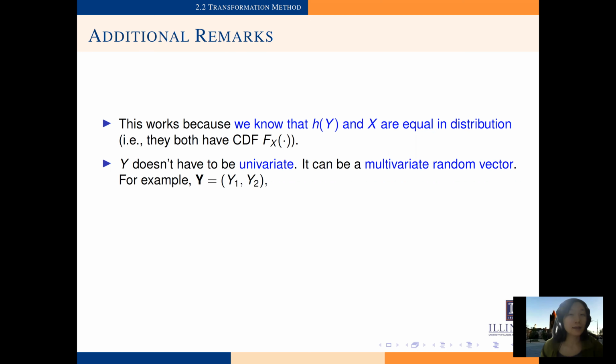In this case, our y doesn't have to be univariate. It can also be a multivariate random vector. For example, y can be a vector of two random variables, y1 and y2. They might be independent or they can be dependent. And in this case, an example of the h function applied on bold y, the y vector, will be y1 over y2. So that's the ratio between these two.